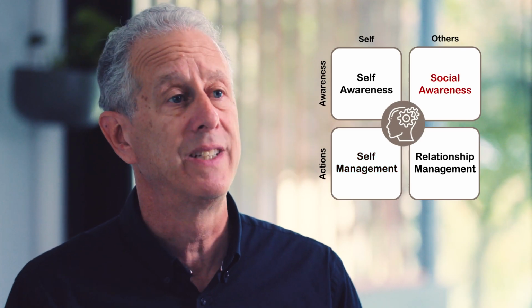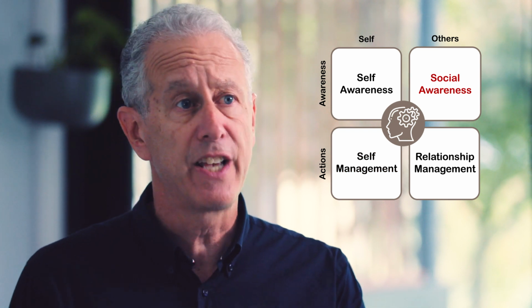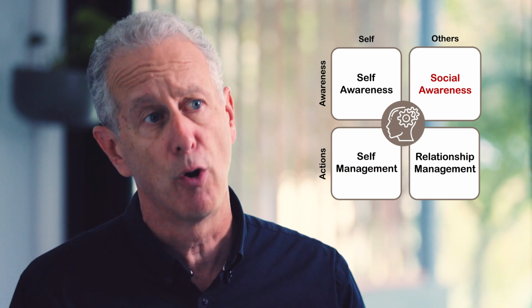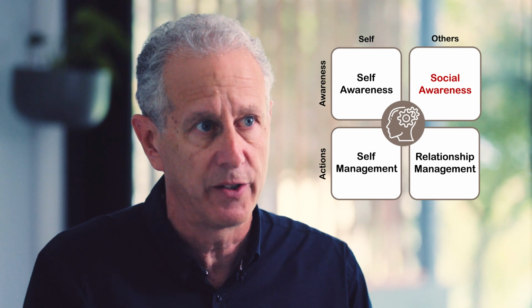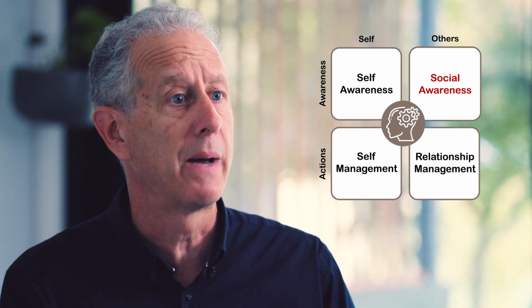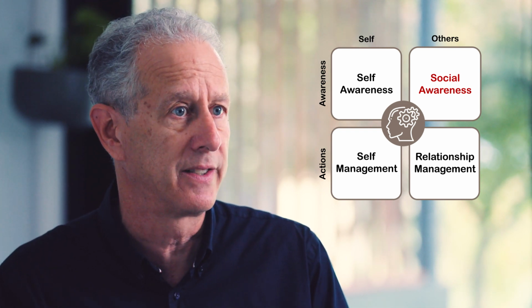The top right quadrant is social awareness. If self-awareness is all about understanding our own strengths and weaknesses, our own values, then social awareness is all about understanding other people's strengths and weaknesses, their emotional responses, and at a deeper level, understanding what might drive them as individuals. Conflict might arise when one's core beliefs and values conflict with the other person's core beliefs and values.